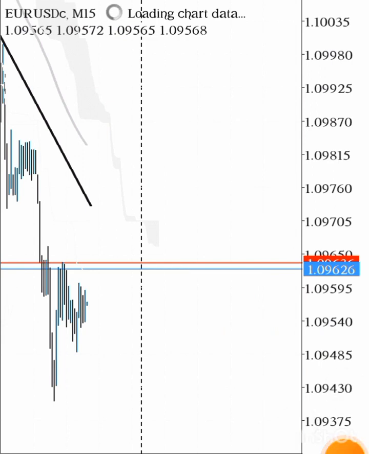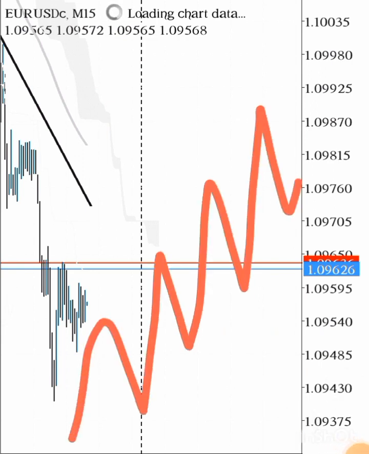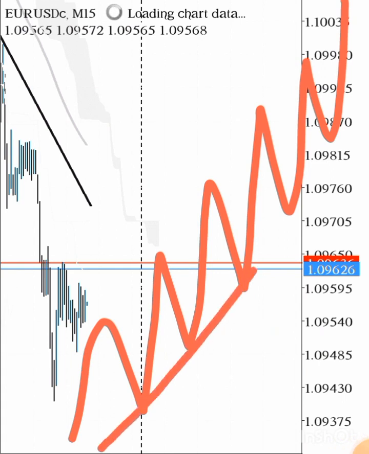So take for instance, we have price in this movement. You have to connect your trend line in an upward direction. So each time we have a touch, we trade back in that upward direction.